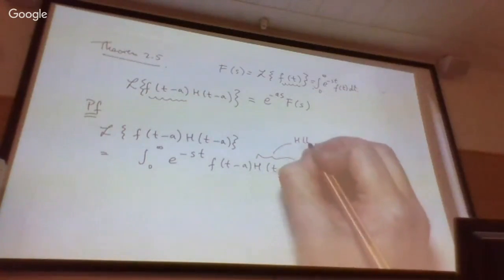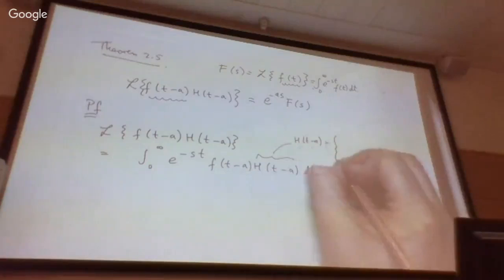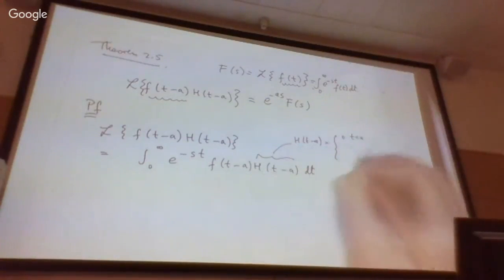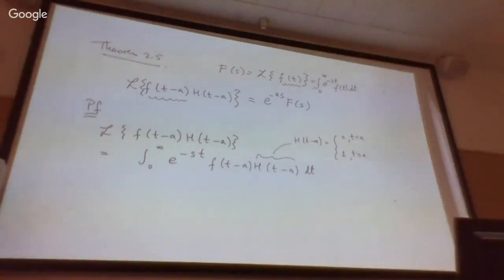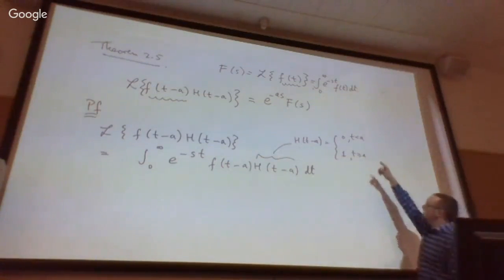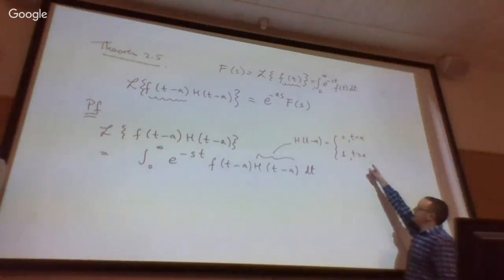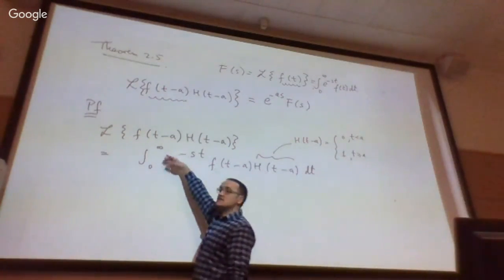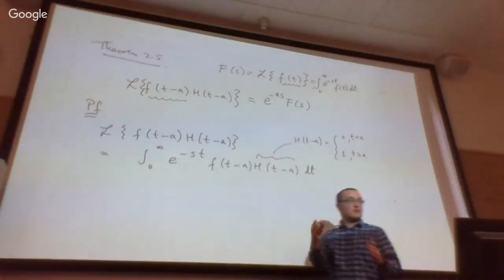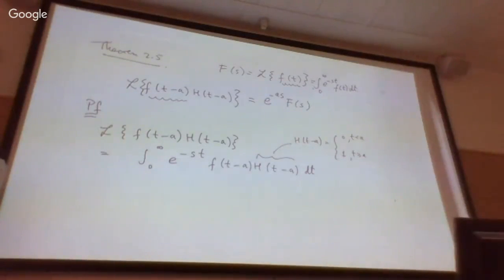Remember, by definition, h of t minus a is 0 for t before a, and it's 1 for t after a. That's the definition of that function. So can we build that into the integral in a nice way? Well, yeah. Its behavior changes at a. So all we have to do is split this integral up to the bit of the integral before a and the bit of the integral after a.